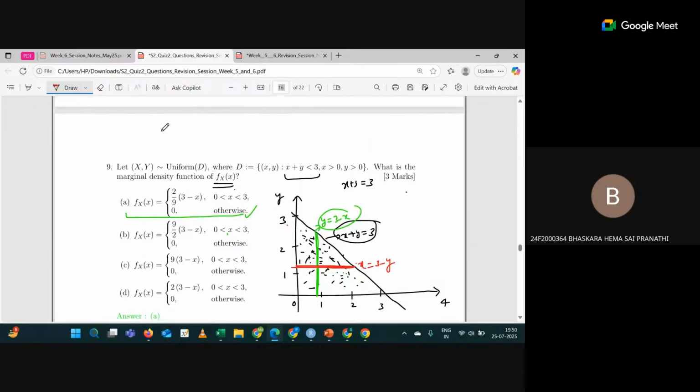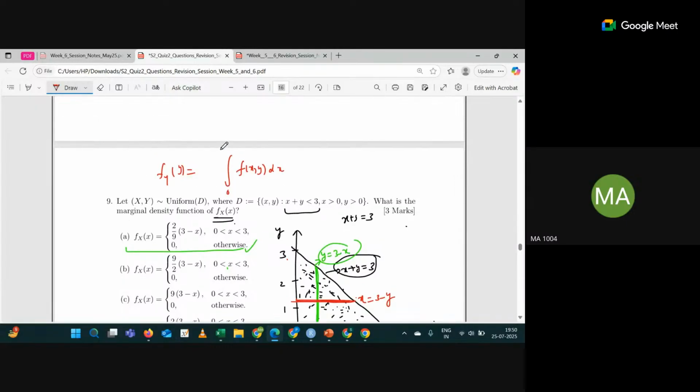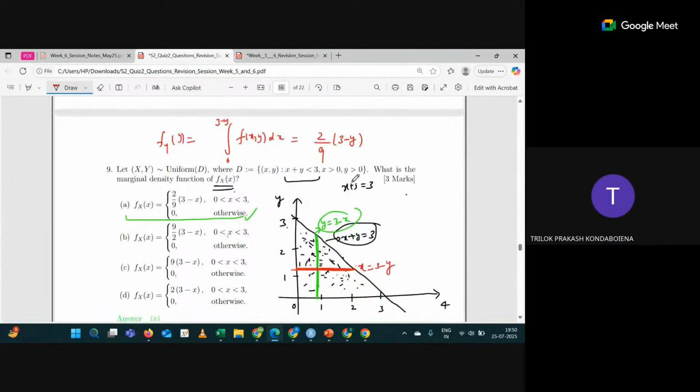3 minus y. To calculate fy of y, you have to integrate this joint density, and the limit of x will go from 0 to 3 minus y. Basically, at the end, you will get 2 by 9, 3 minus y. That will be the answer. Clear? Clear. Can you repeat this finding the limits, sir? This is confusing for me.